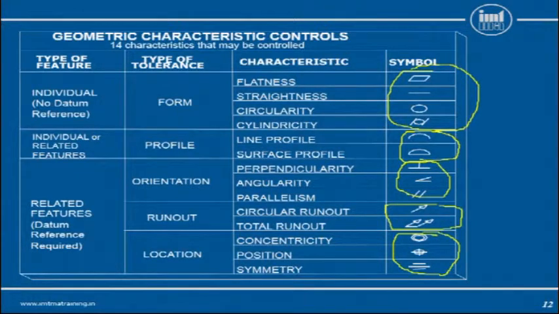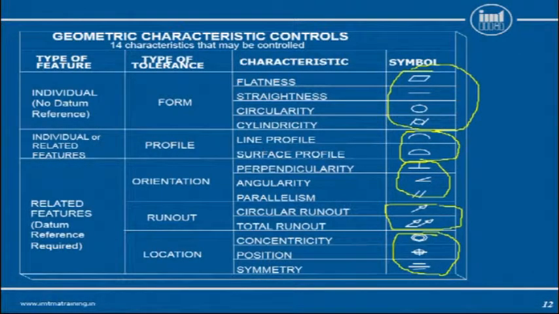Form group of parameters, they don't require any datum references. They are applicable for individual features available in the part, whereas the last three groups coming under orientation, location and runout, they require datums in a compulsory manner.